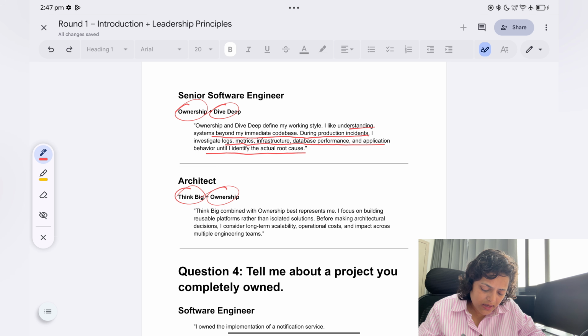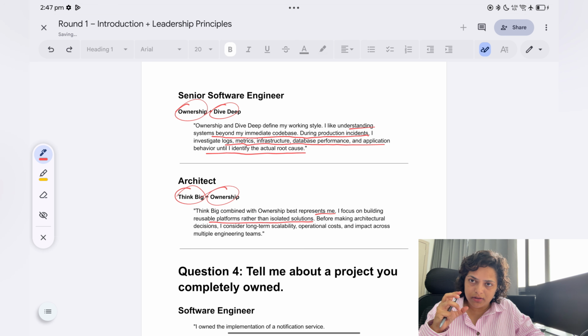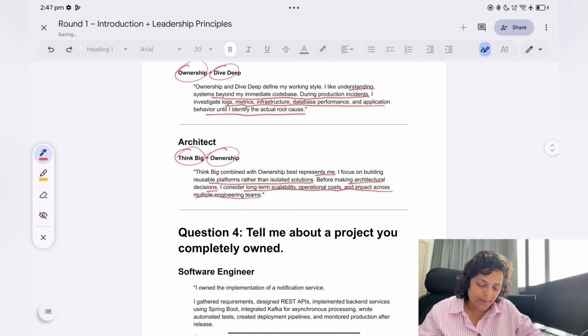The architect will say that think big combined with ownership best represents me. I focus on building reusable platforms rather than isolated solutions. Not team wise but organization wide, where one solution can be reused by all teams. Let's say you have created one framework, so every team will use that framework. Not every team has to implement from the start. Before making an architectural decision, I consider long-term scalability, operational cost, and impact across multiple engineering teams. So he will do that impact analysis or cost analysis.